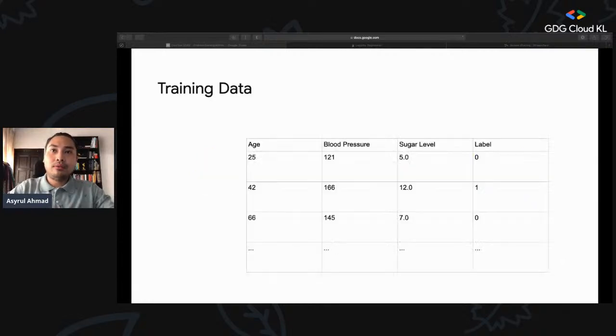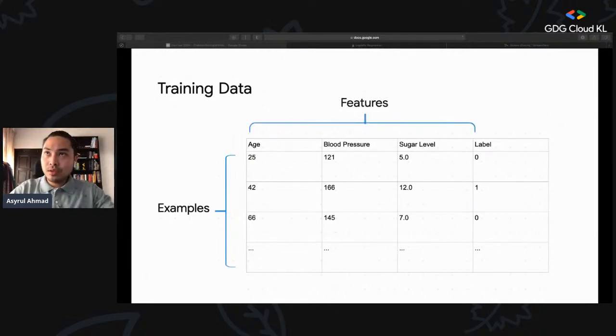So let's say you have historical health data which you can use to train a classifier model. From here you can see that the rows are the samples, the examples that we talked about earlier, and they're just different individuals. Each row is a different individual, and each column is a feature. These features help us make better predictions. They are information, and usually the more information you have about something, the more accurate your prediction will be.